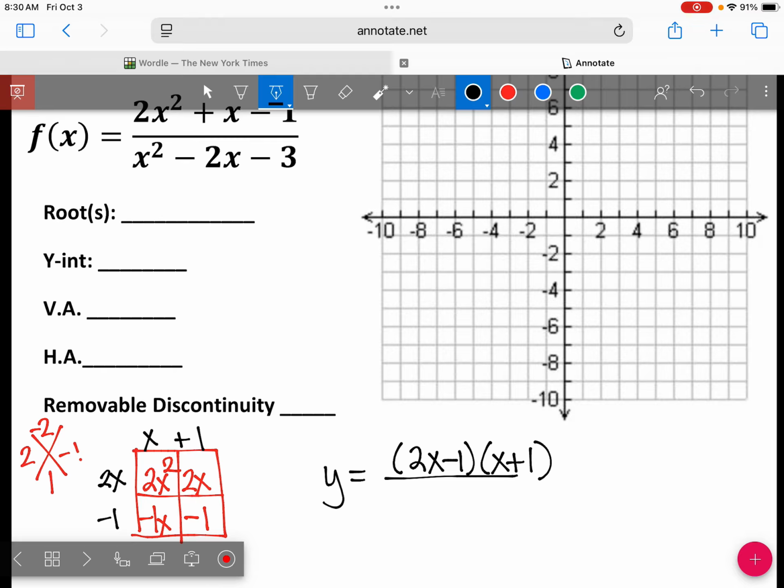All right, so now let's do our denominator. Fortunately for us, a is 1. We don't have to do a box. We just need to find two numbers that multiply to give you -3 and add to -2. Two numbers that multiply to be -3 and add to give you -2.